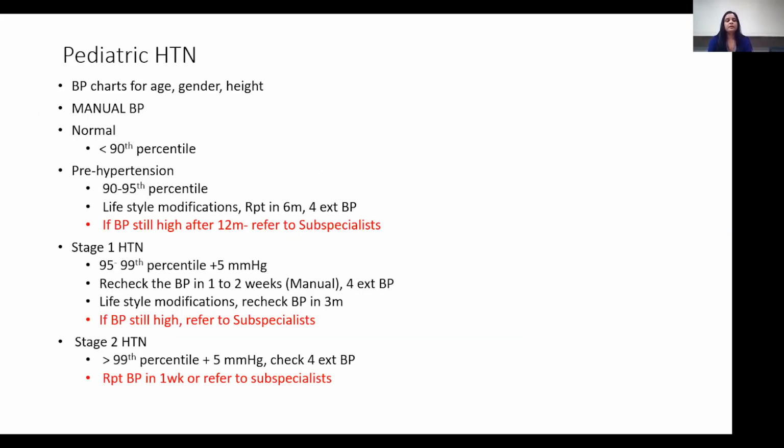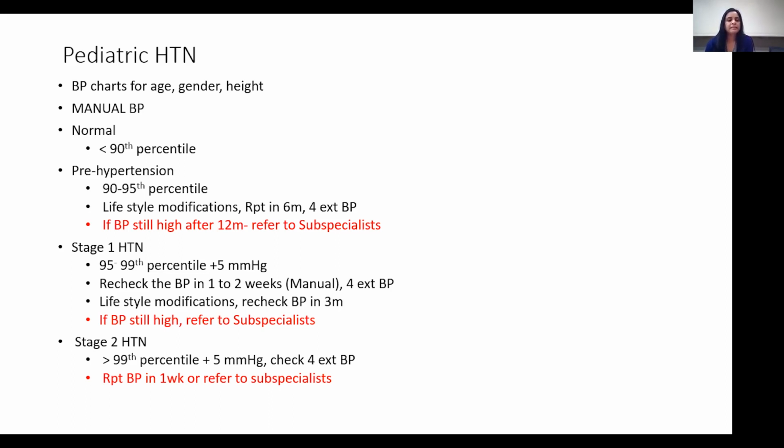Pediatric hypertension: the AAP has blood pressure charts for age, gender, and height, and we always have to get the manual BP. Of course, most of us sometimes use the automated, but if it is abnormal, definitely get the manual BP. Normal is less than the 90th percentile, and pre-hypertension is the 90th to 95th percentile. Obviously, we need to go through lifestyle modifications, repeat the blood pressures in 6 months, and try to get the 4 extremity blood pressures at the time. And if blood pressure is still high after 1 year, refer to subspecialists.